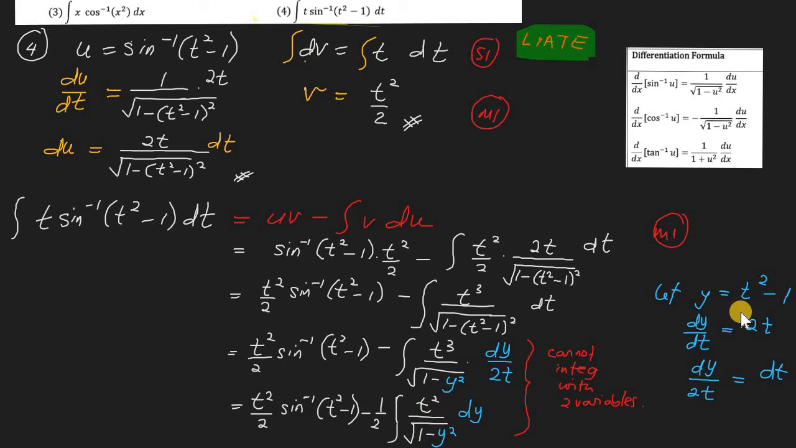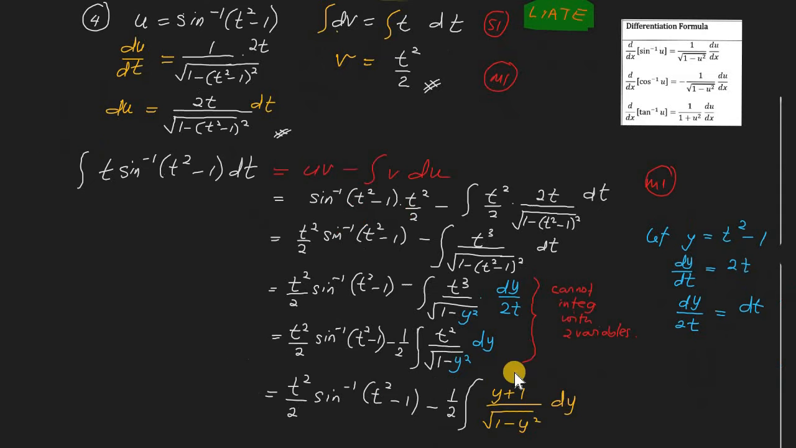So what is the t squared? t squared is y plus 1. Do not integrate with two variables. We have to replace further the t squared. So as we replace the t squared with y plus 1, we need to integrate. It looks complicated, right? So let's solve this first portion of the integral. How do we integrate that?